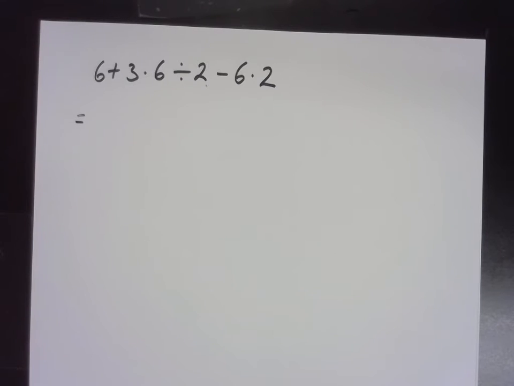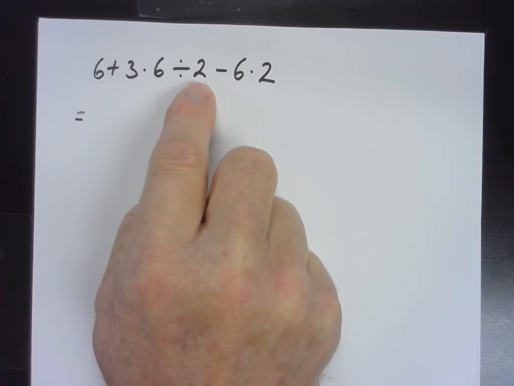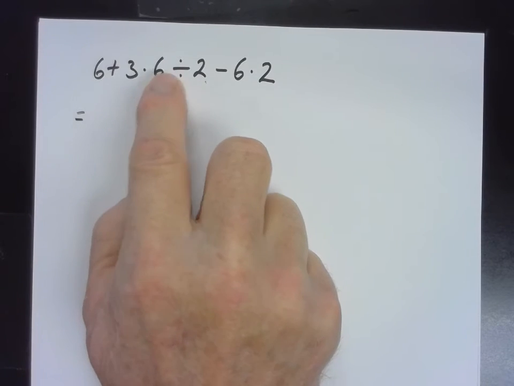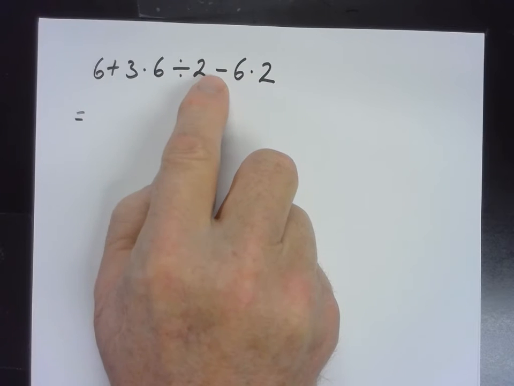What's the very first operation you guys did? 3 times 6. The 3 times 6? Then what? Did you divide that 18 by 2 next? 18 divided by 2. What about this 6 times 2? Do you have to do that before you can subtract?